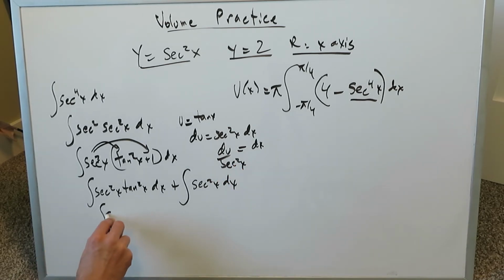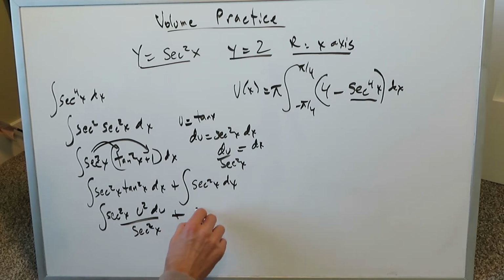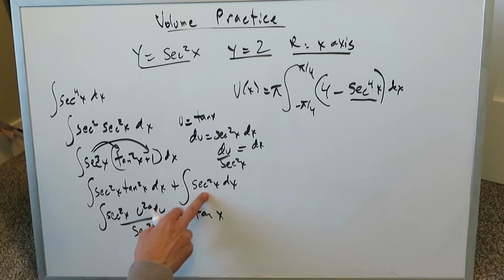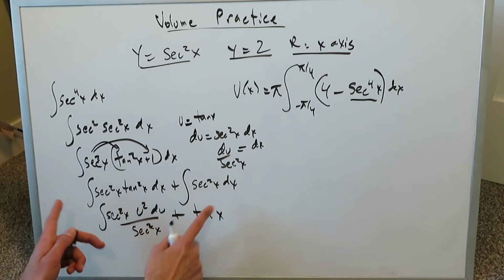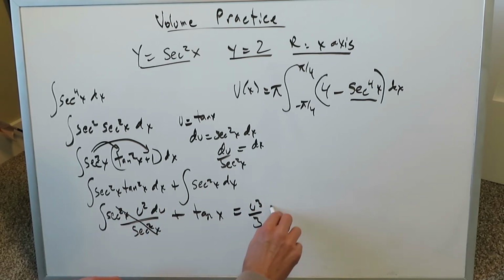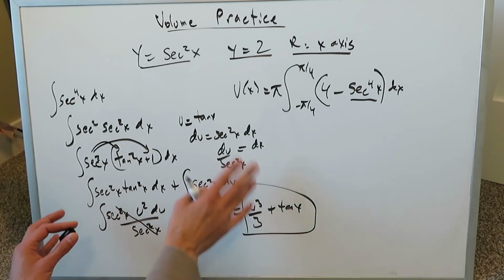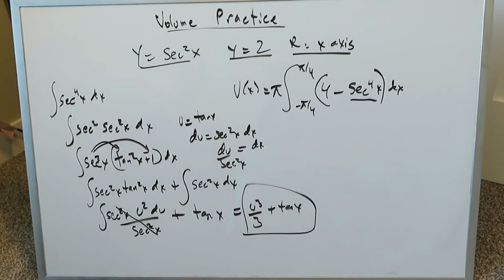This becomes easy. Secant square x u square du over secant square x, plus this right here is a clear antiderivative, which is just tan x, because the derivative of tan x is secant square x. Therefore the antiderivative of secant square x in terms of integral must be tan x. We are so close to solving this. This is polynomial now. It's u cube over 3 plus tan x. But look, when we bring this into the picture right here, since we did all of this, new intervals will come into play. So let's even look at that.